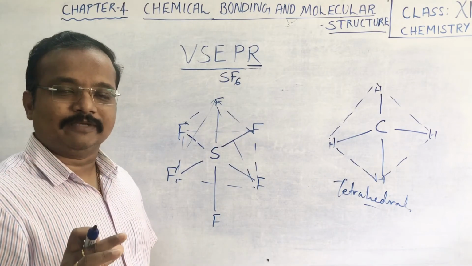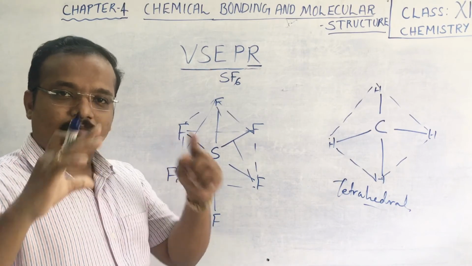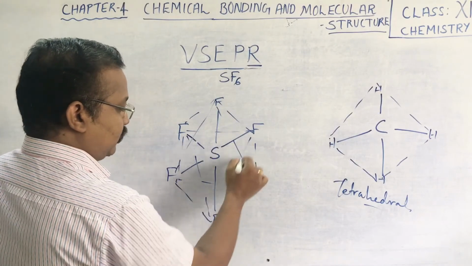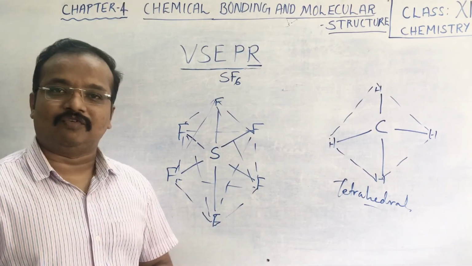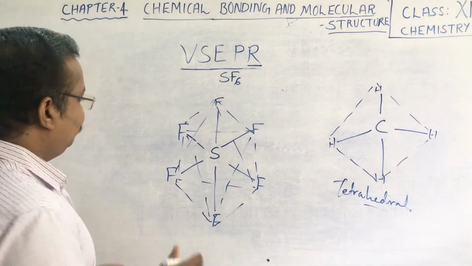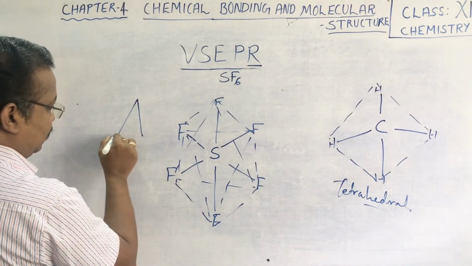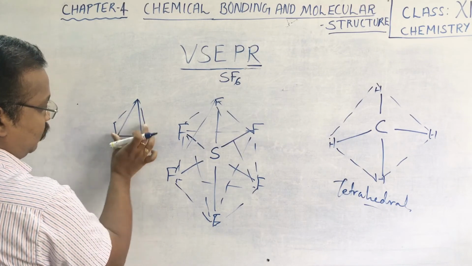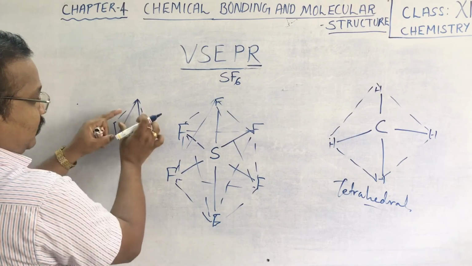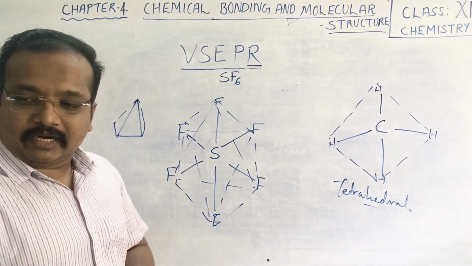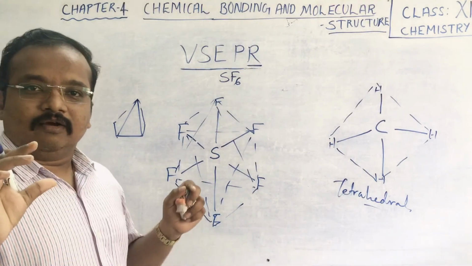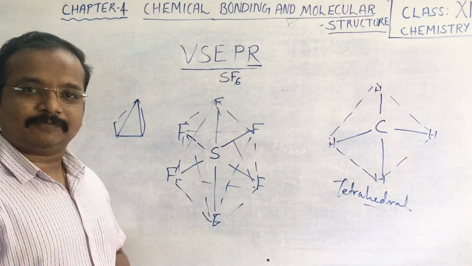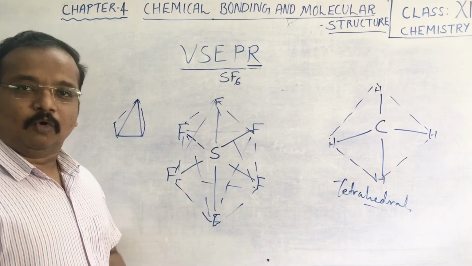You can try out these shapes at home by making models, and prepare a model of this and make sure that you are understanding it. This is the structure of an octahedral shape. On the top there are 4 triangles, and downward also there are 4 triangles. They form the octahedral structure in case of the SF6 molecule.